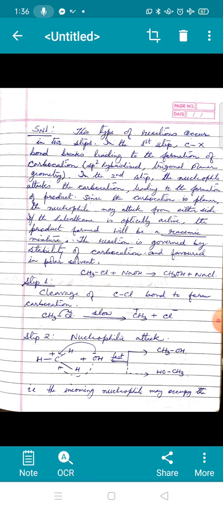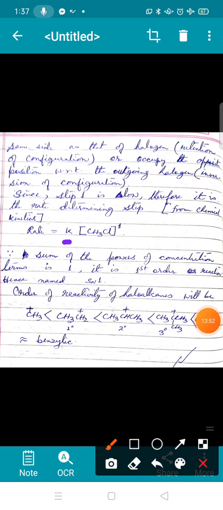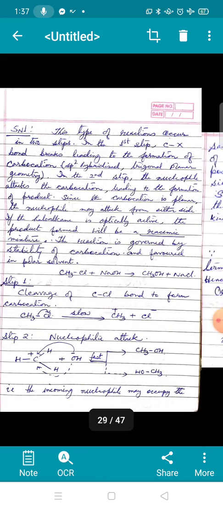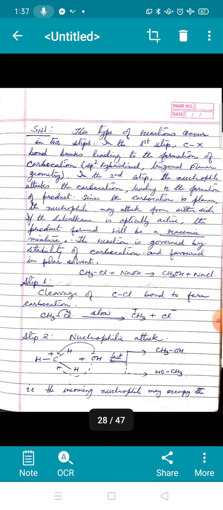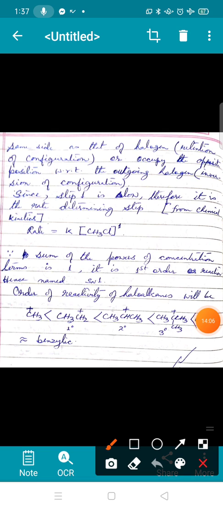So when we write the rate of the reaction by following the formula, rate is equal to k, which is the rate constant, into concentration. The square bracket means concentration, [CH3Cl], and since the coefficient of CH3Cl here was 1, the power is also 1. So whenever the power is 1, we call it a unimolecular reaction. The sum of the powers of the concentration terms is 1, hence it is a first order reaction.